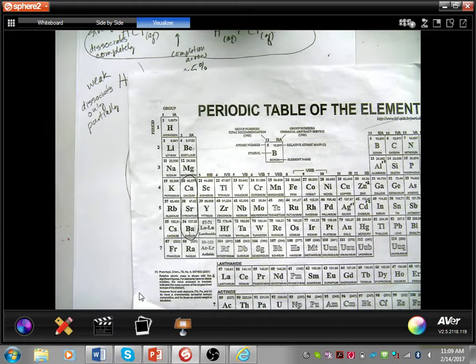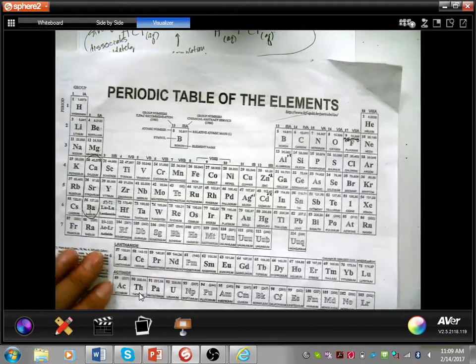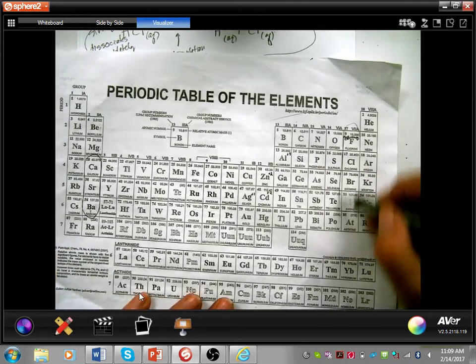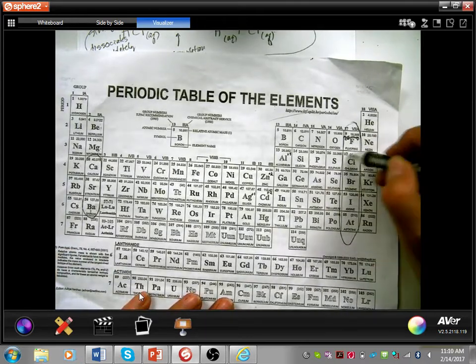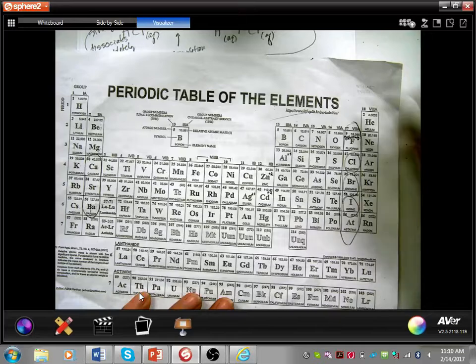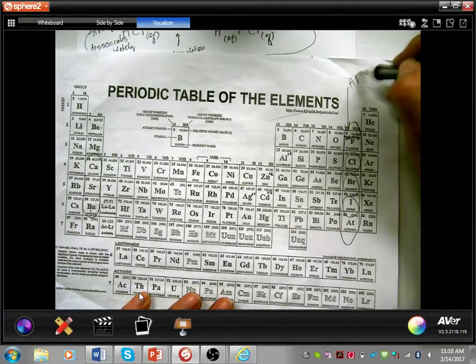Here's a little aside for the strong acid thing, right? We decided that the majority of the halogens, chlorine, bromine, and iodine, make strong acids. The fluorine, hydrofluoric, is the only weak acid amongst them.